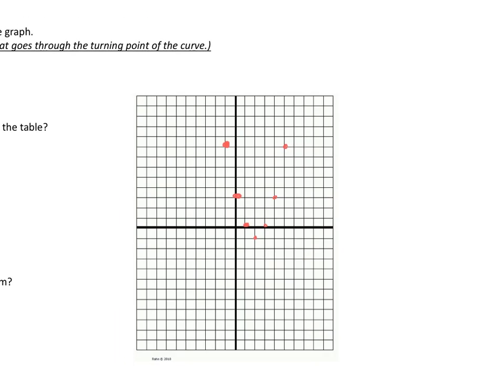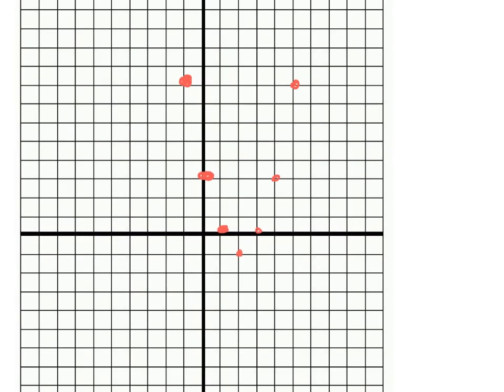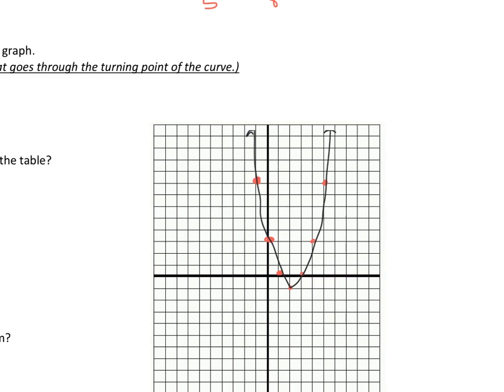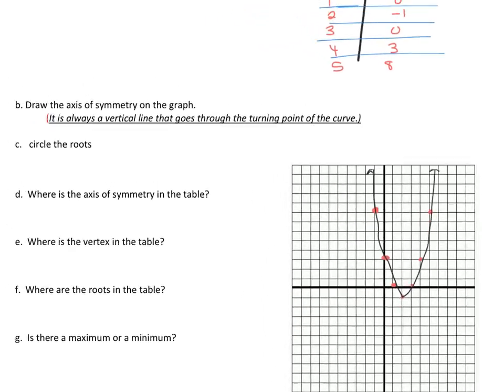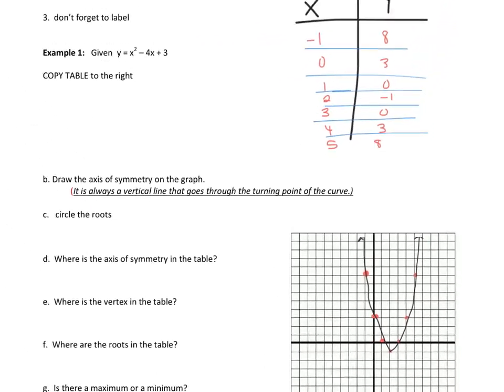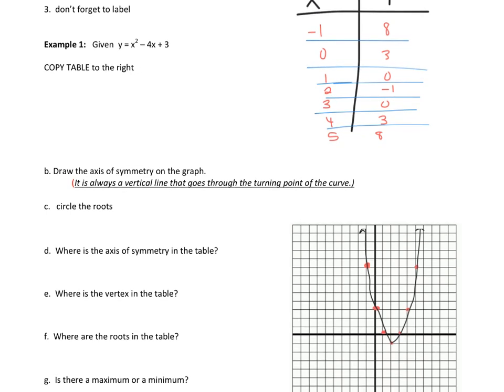And we just don't write points, we actually connect them with a line. So you need to make sure that the line is drawn as well as you can. It's not as easy to do on an iPad, but you get the gist. It should look like a U, because it's a U-shaped parabola. So we draw our graph.